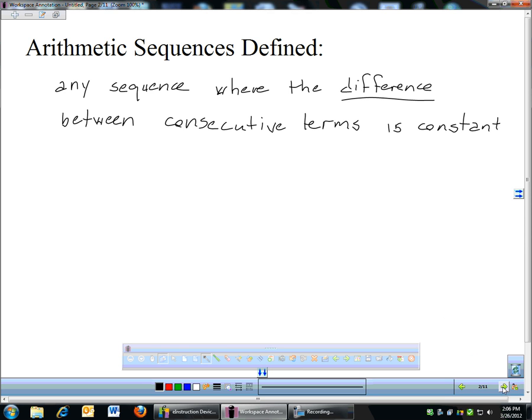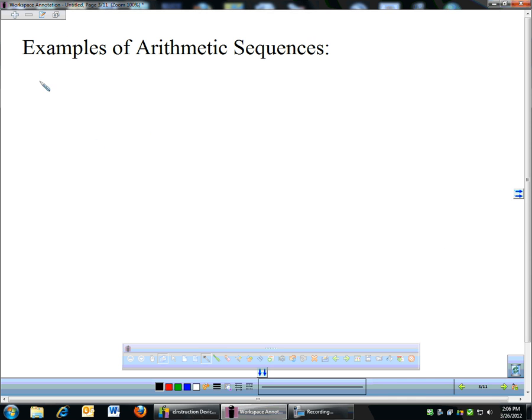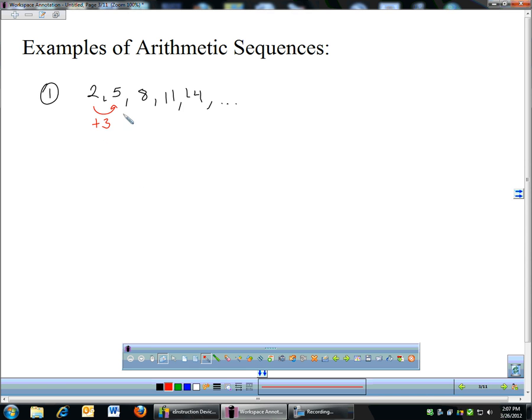Just a few quick examples of an arithmetic sequence. Again, it's any sequence where the difference between any consecutive terms is constant. A few examples would be like the sequence 2, 5, 8, 11, 14, and so on. If you look at that sequence, from one term to the next, you're adding the same thing each time. In this case, we're adding 3. 5 plus 3 is 8. 8 plus 3 is 11. 11 plus 3 is 14. So that is an arithmetic sequence because you're adding the same thing to each one to get to the next number.